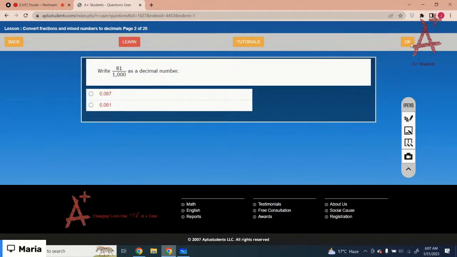Okay, it is 81 divided by 1000. So that means the answer must have three decimal places. Got it? It would be then 0.081. Got it? The correct option is 0.081.